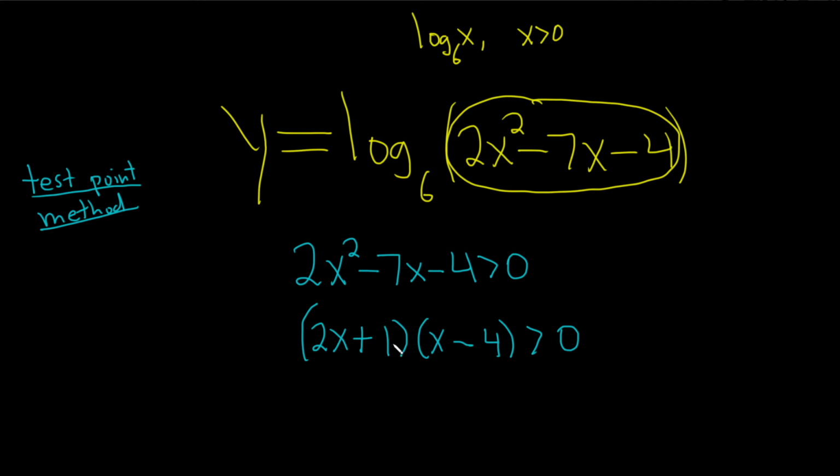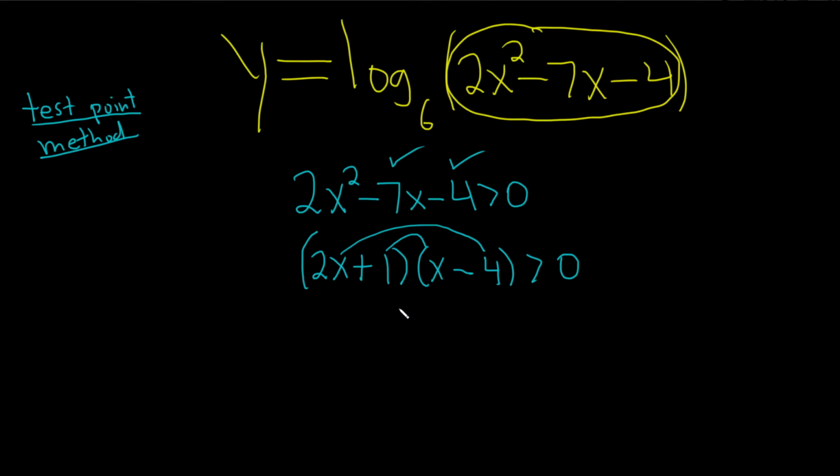Let's check. If you do 1 times x, that gives us x. And if you do 2x times negative 4, that gives us negative 8x. Negative 8x plus x is negative 7x. Pure luck. 1 times negative 4 is negative 4. Amazing. I didn't think it would be so easy. It's just luck. Sometimes if you don't do it right, just switch them up and keep trying until you get it. This one wasn't too bad.